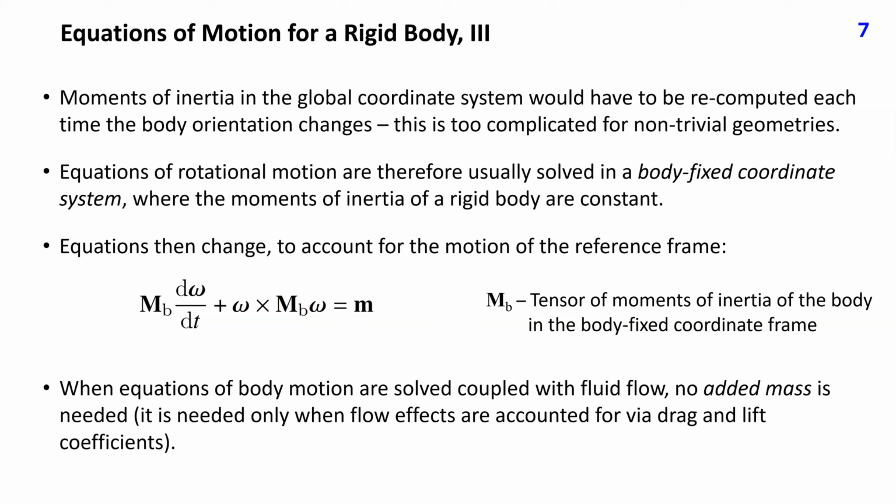When equations of body motion described in slide 6 are solved coupled with fluid flow, no added mass is used. The concept of added mass is needed only when the flow effects are indirectly accounted for via drag and lift coefficients. Other effects like Saffman or Magnus lift forces also do not need to be added explicitly. They all result automatically from the integration of pressure and shear forces over body surface.